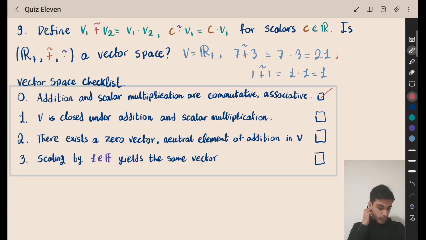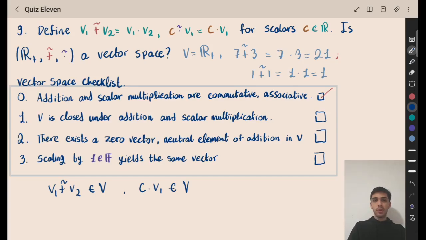Okay, but then the next one says V is closed under addition and scalar multiplication. What this means effectively is that if I add two vectors which are in the vector space, I should get something that's in the vector space. Scalar multiplication means the exact same thing. So if I have C and I multiply it by some V1, I should remain in my V. Let's see if this works.